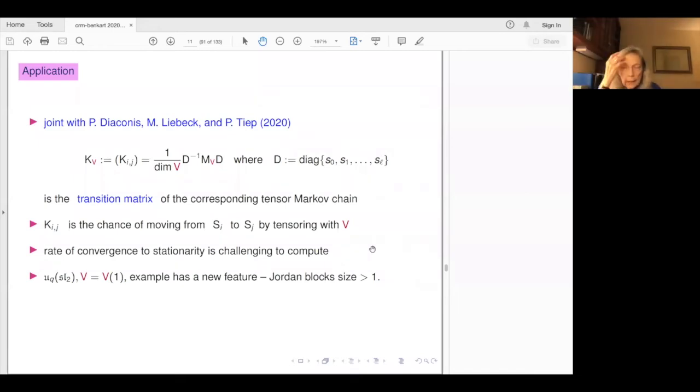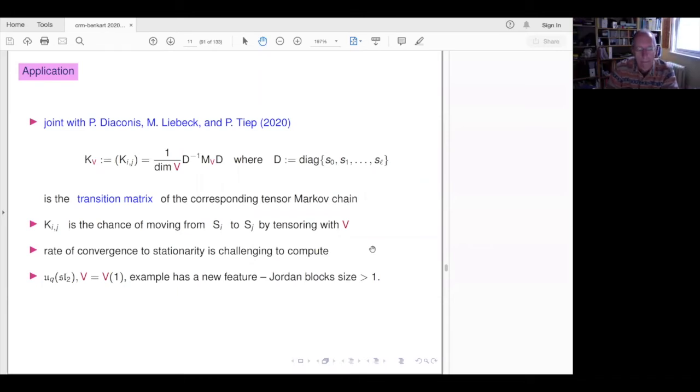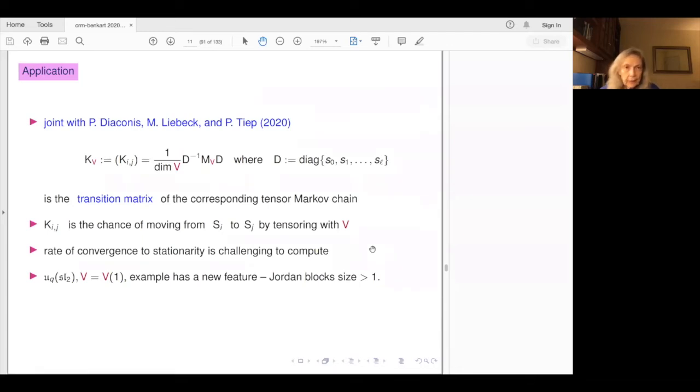Thank you. So Persi has computed thousands of Markov chains, and he said he's never had to deal with Jordan blocks of size bigger than 1 before. So I think these examples coming from McKay matrices can provide some interesting examples in the probability world.